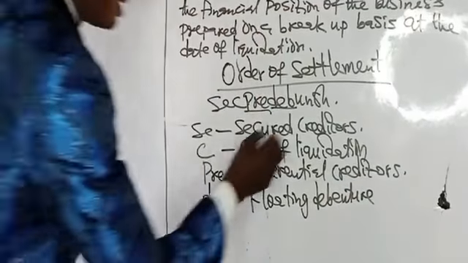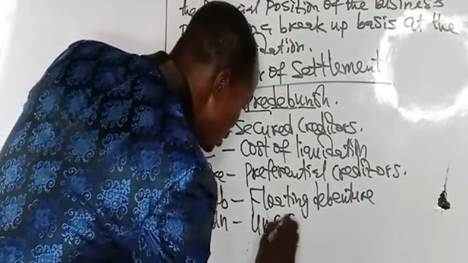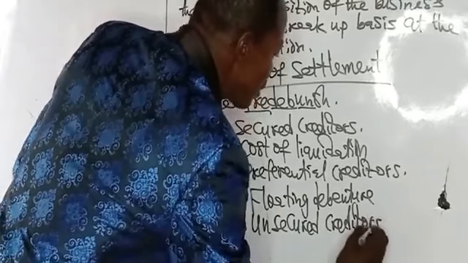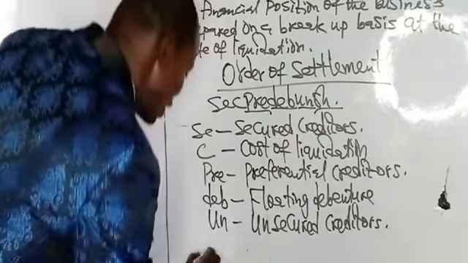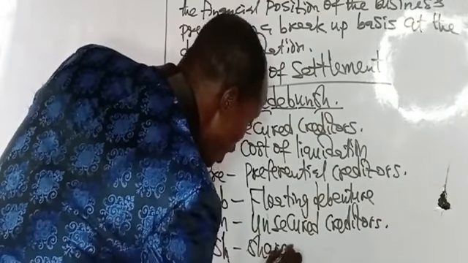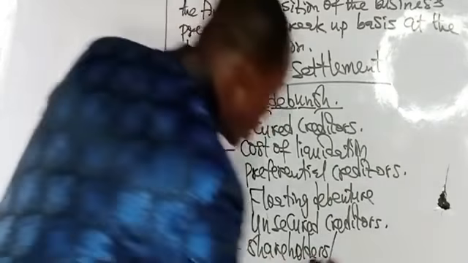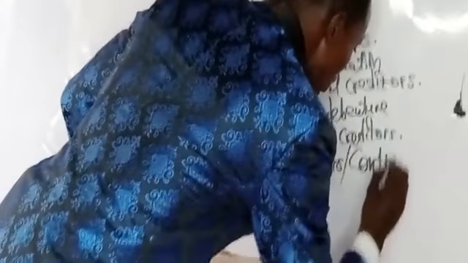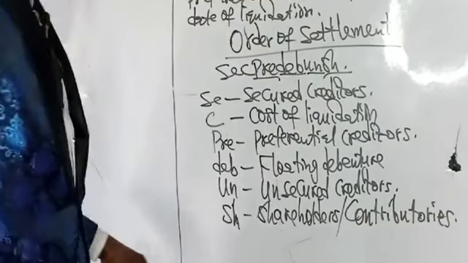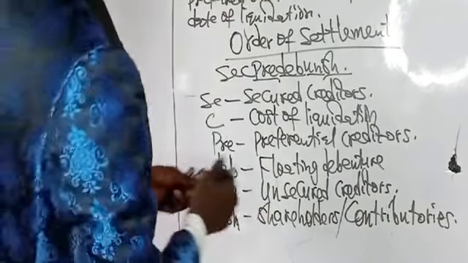Then after floating debenture, we have unsecured creditors. After unsecured creditors, SH stands for shareholders. This group can also be called contributories. We don't call them shareholders, we call them contributories. So this is the order of settlement.